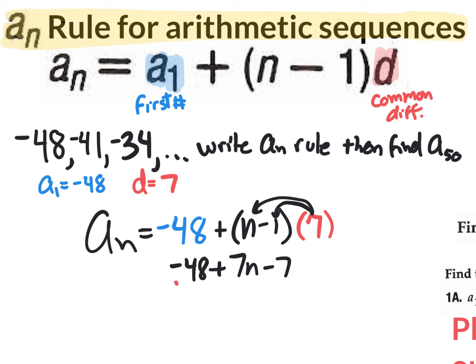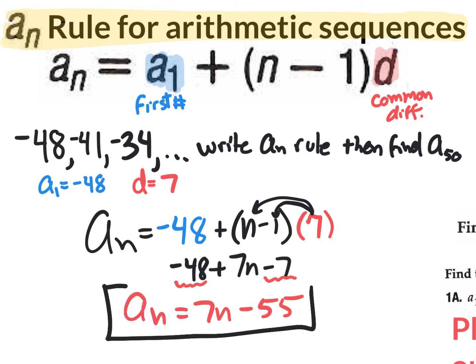We're going to combine the first one with the last one. If you owe $48 and you owe $7, you're going to owe $55. And of course, you have that 7n in front, and then the minus 55 second. Yes, I could have written it as negative 55 plus 7n, but it's always better to have your variable term first and your constant at the very end. Anyway, this is the a sub n rule. A sub n is 7n minus 55.